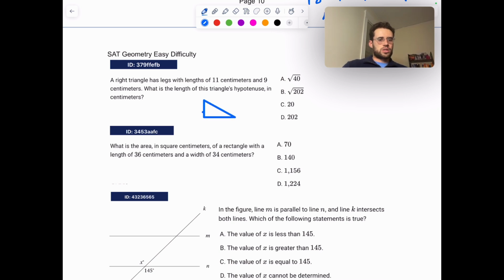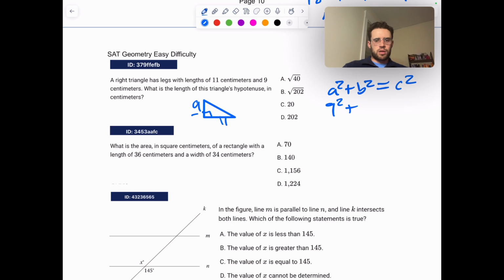We know the legs are going to be the ones that are not across from the right angle. So this would be 9, this would be 11. What is the length of this triangle's hypotenuse in centimeters? So this just uses a squared plus b squared equals c squared. So a in this case we could say is 9.